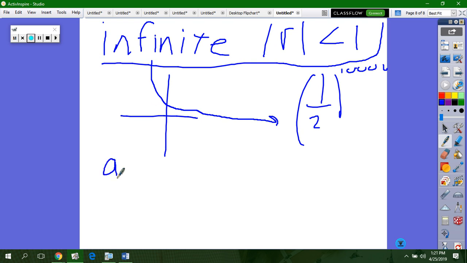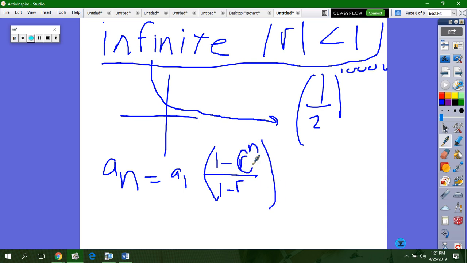What was our finite formula? A sub 1, parenthesis 1 minus r to the n over 1 minus r, correct? But once again, if my r is less than 1 and I raise it to a very large number, what does this basically become?